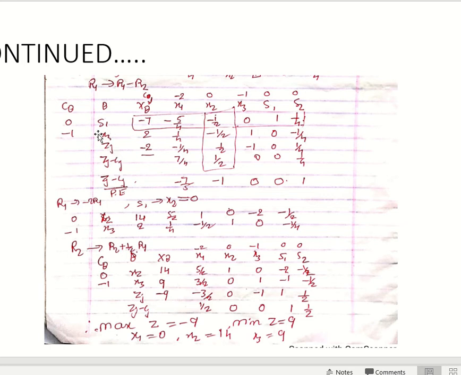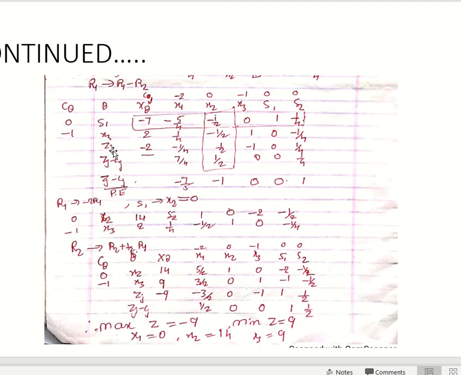How to compute Zj? 0 into minus 7, that is 0, plus minus 1 into 2, that is minus 2. Similarly compute 0 into the first value, minus 1 into plus 1 by 4, that is minus 1 by 4. Similarly 0 into minus half, minus 1 into minus half is plus half. Similarly compute everything, this into this plus this into the second value. So you will get the Zj value.